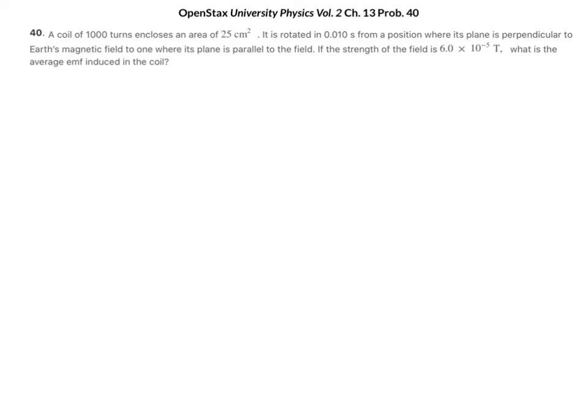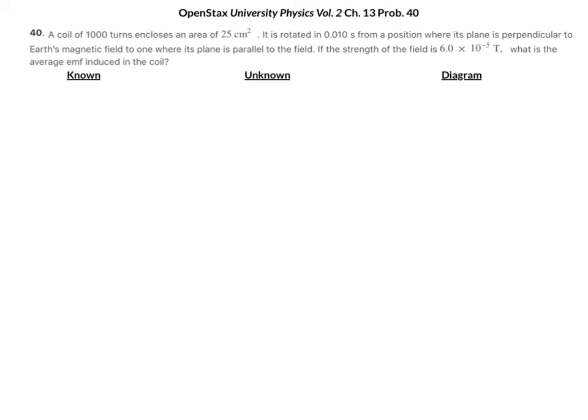Let's look at OpenStax University Physics Volume 2, Chapter 13, Problem 40. A coil of 1000 turns encloses an area of 25 square centimeters. It is rotated in 0.01 seconds from a position where its plane is perpendicular to Earth's magnetic field to one where its plane is parallel to the field. If the strength of the field is 6 times 10 to the negative 5 Tesla, what is the average EMF induced in the coil?